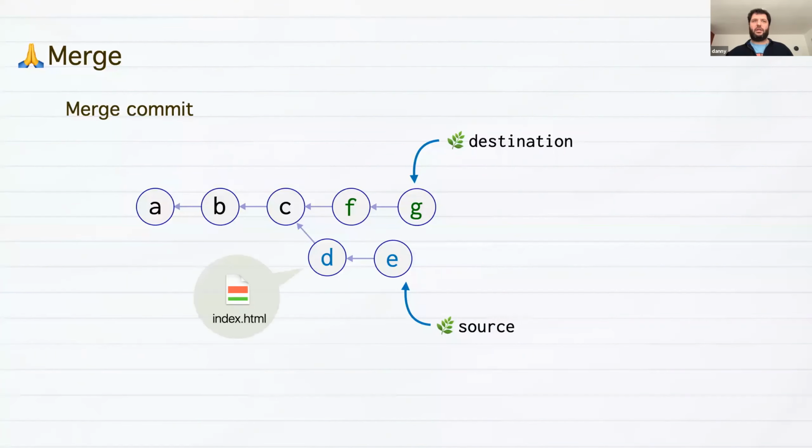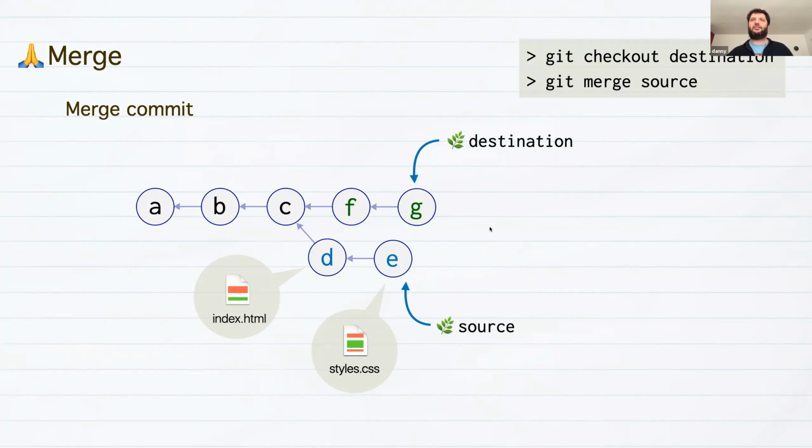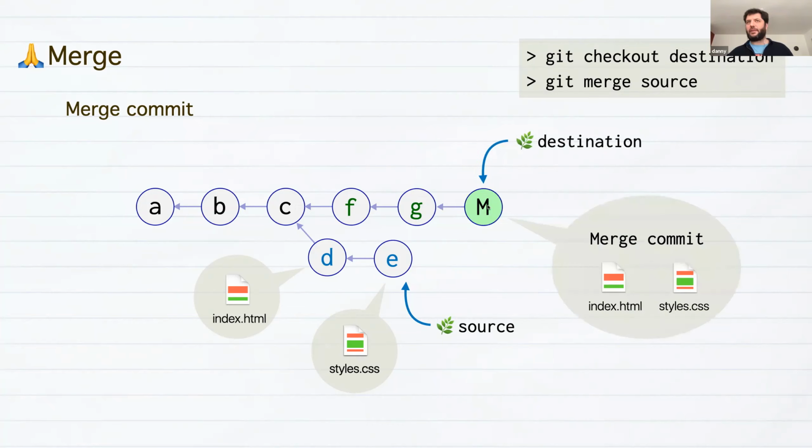Now, let's imagine that D has a change to index.html and E has a change to styles.css in it. And we want to merge source into destination, which means that we want these changes which are on source to be on the destination branch. So if you do git checkout destination first and then git merge source, what Git will do is it'll add a merge commit. And this is a commit that contains all the changes to index.html and styles.css in that commit. And it's added it onto the destination branch.